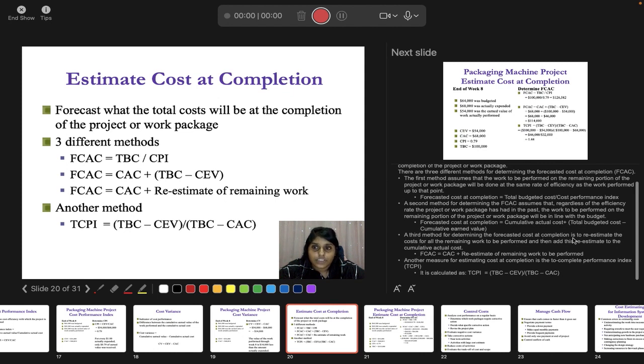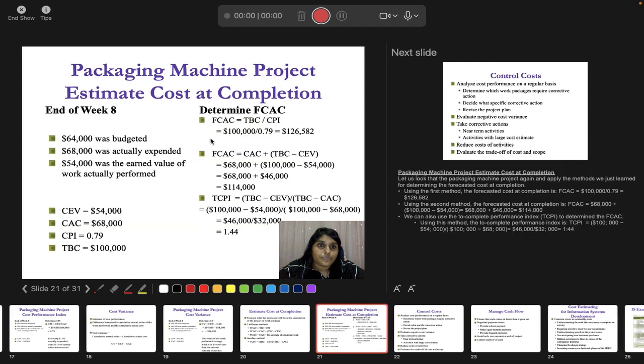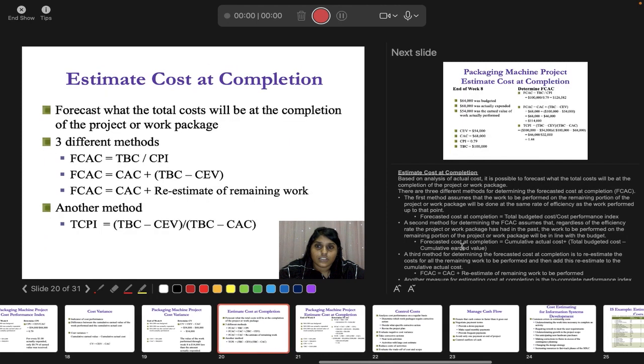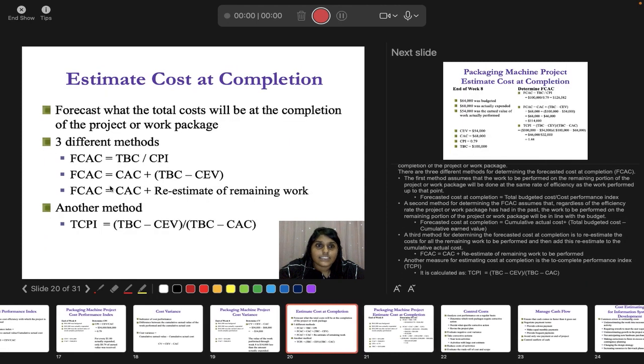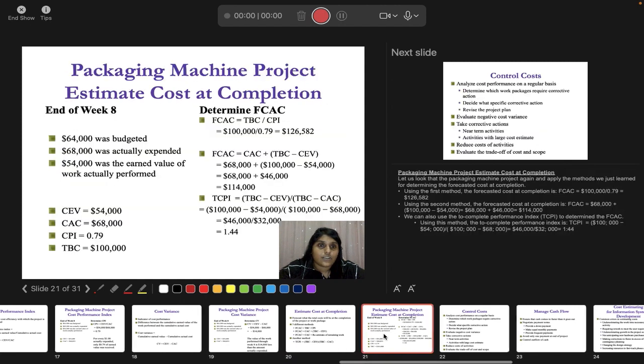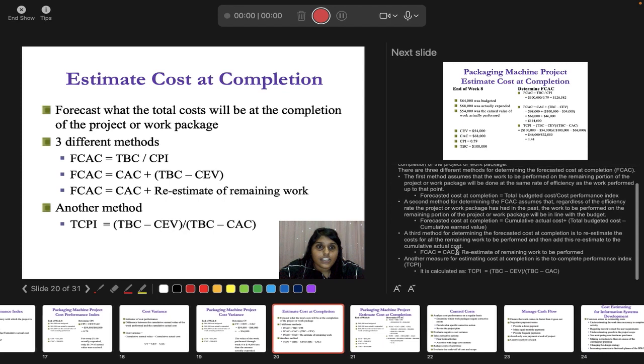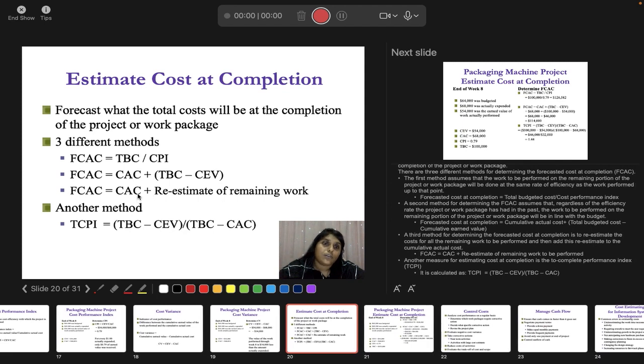Okay, and then you have your third approach, which is that the third method for determining the forecasted cost at completion is to re-estimate the cost for all the remaining work to be performed. Okay, and then add this re-estimate to the cumulative actual cost. Now here you have figured out that your budget is 100,000. Here, this CAC is your 68,000, right? Your CAC is 68,000. So you are going to estimate your actual cost with the re-estimate of remaining work.